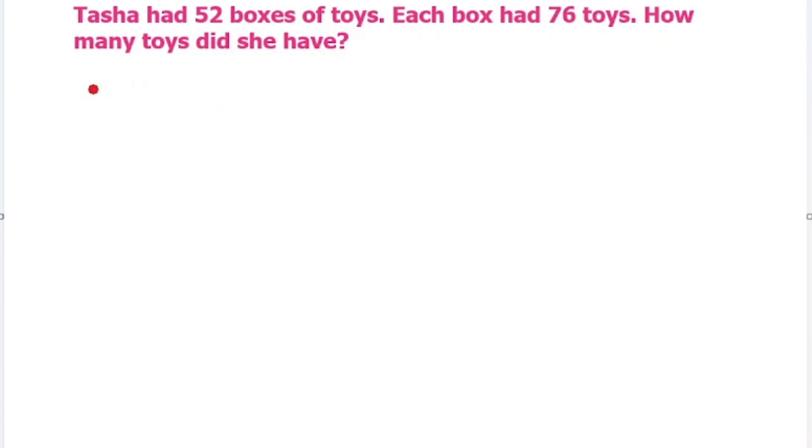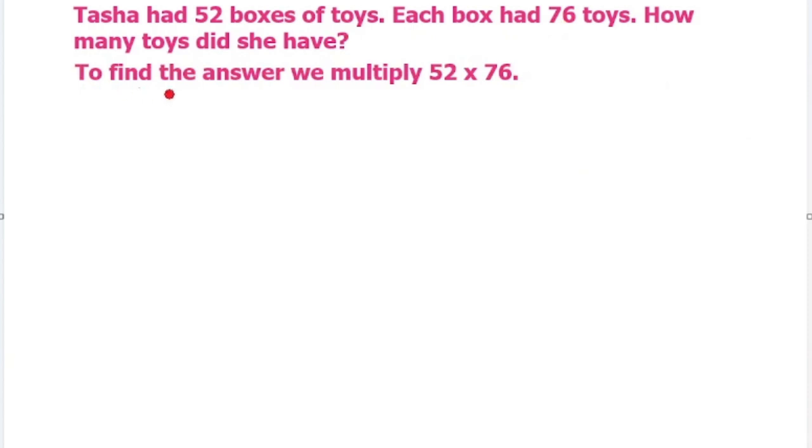So you have to imagine a box with 76 toys in them. But there's 52 of them. So you would have to figure out how to get the total number of toys. And to do that, because there's 52 boxes, each one has 76 toys in them, you would multiply these two numbers together. Okay? So to find the answer, we multiply 52 times 76. So we rewrite the equation like this so that we could calculate it.